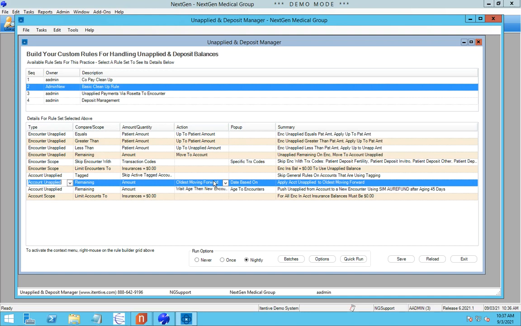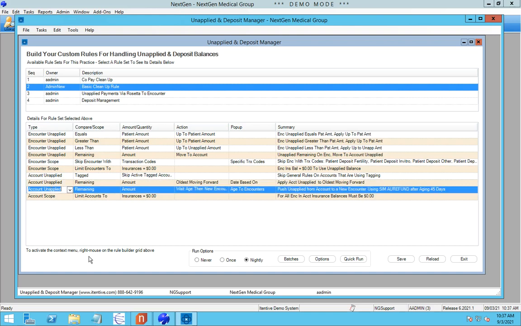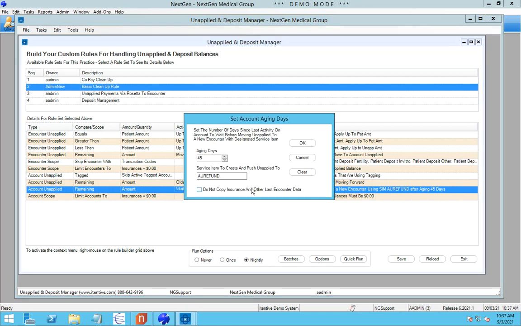Now, what can happen is you can end up with money indefinitely sitting in account unapplied. And we worked with several practices on a solution for that, and we came up with an aging scheme. So on this next line, account unapplied remaining amount, wait age, then create a new encounter with a dummy SIM. And we can see what the parameters for that look like. So it's going to wait 45 days of no activity on the account. So no new encounters, no new appointments, no maintenance on the account. And then it's going to create a new encounter, and it's going to give it a dummy SIM that you set up in file maintenance and give it whatever name you want. And it's going to have a $0 amount.